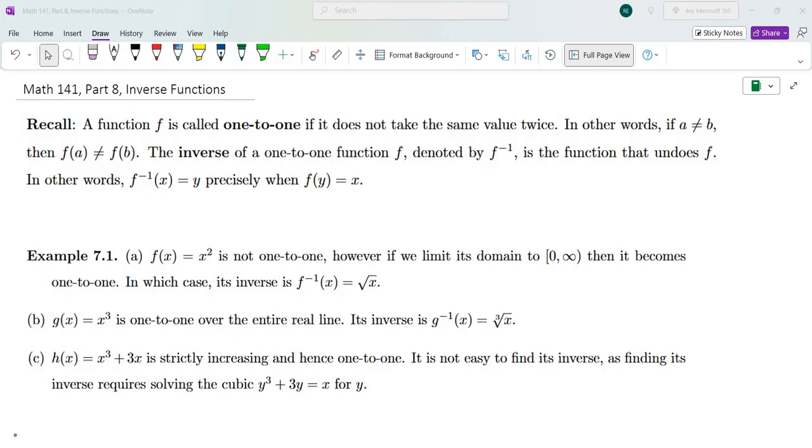Recall that a function f is called one-to-one if it does not take the same value twice. What does that mean? It means if a and b are not the same, then f of a and f of b are also not the same.